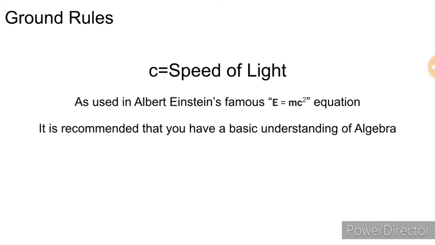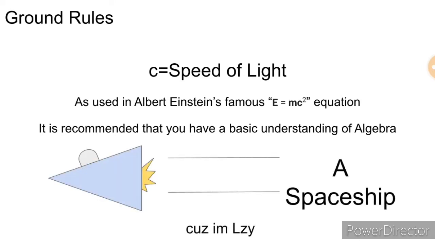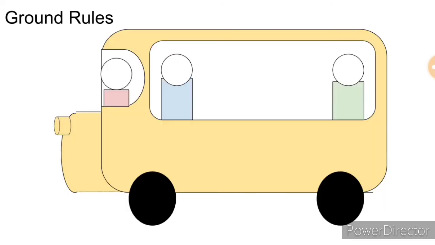First, we need to set some ground rules. Throughout the video, I'll be using c as the speed of light as used in Albert Einstein's famous E=mc² equation. It is also recommended that you have a basic understanding of algebra. Also, this is a spaceship, because I'm lazy. Before we get to the first explanation, I need to explain something first.